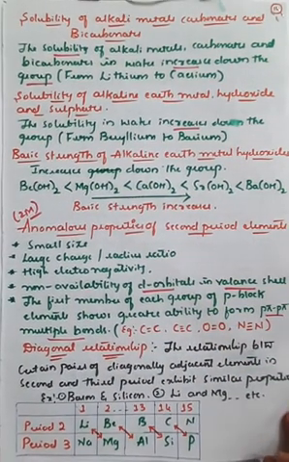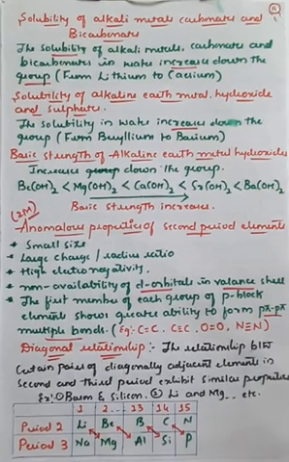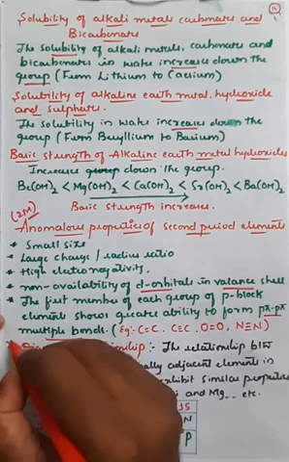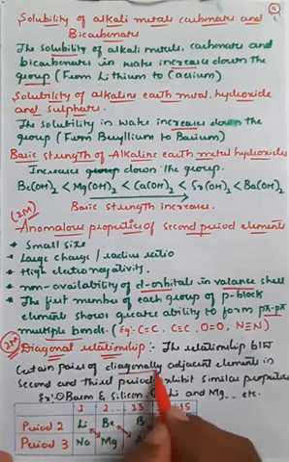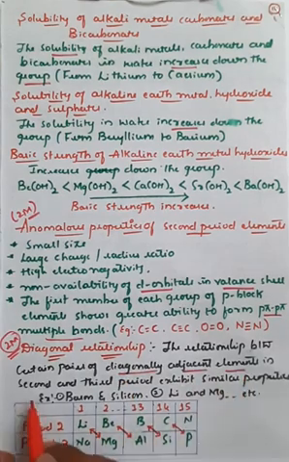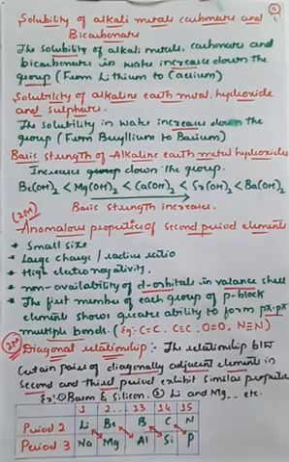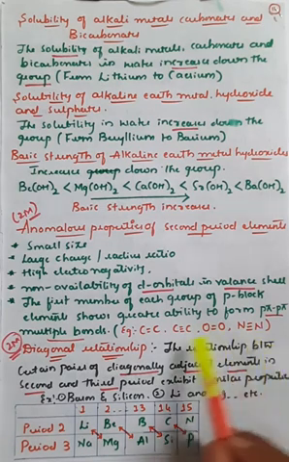And the last important definition in this chapter is diagonal relationship, right? Most of the time it is repeated for 2 marks. Be careful with this question. Define diagonal relationship. Diagonal relationship is between certain pairs of diagonally adjacent elements. Observe here, diagonally adjacent elements in the second and third period. Whenever you observe the periodic table, you look at the second period and the third period, and the relationship is like that.